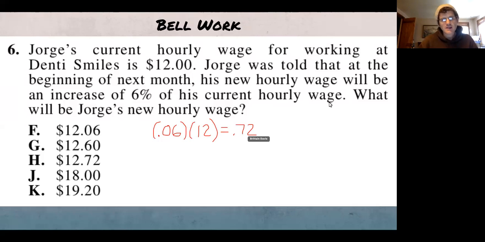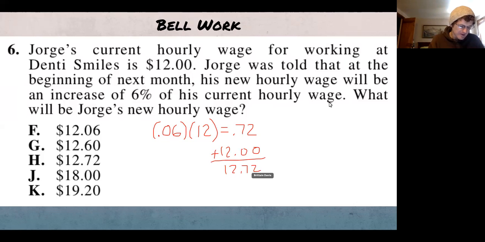Now, this is not the answer, but this is telling us what his raise amount per hour is going to be, which means when we add that to the original amount, so plus the 12 he was making before, that gives him $12.72. Now, this is the answer, okay? And so we've found that. There are other ways we can do this.